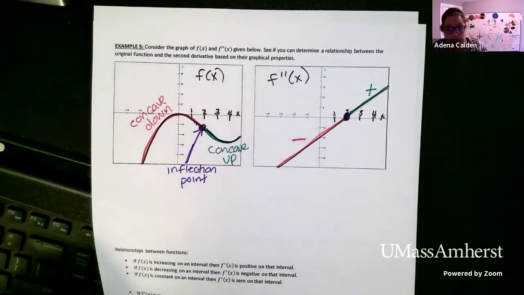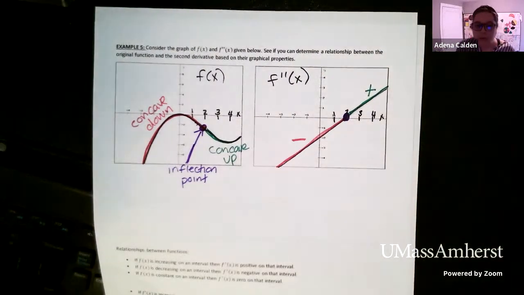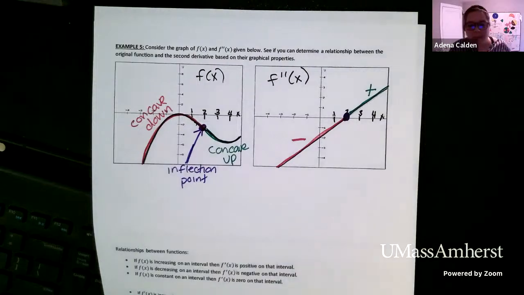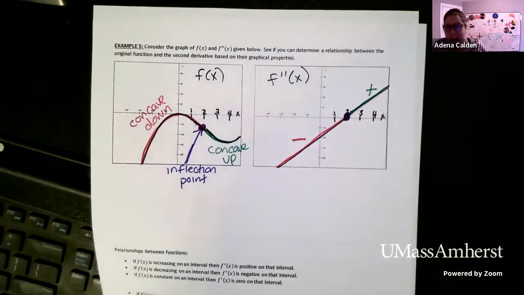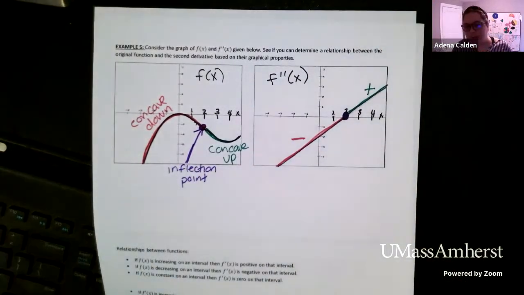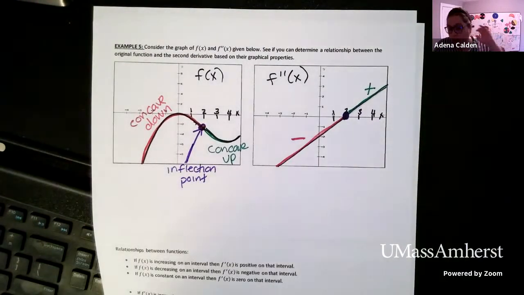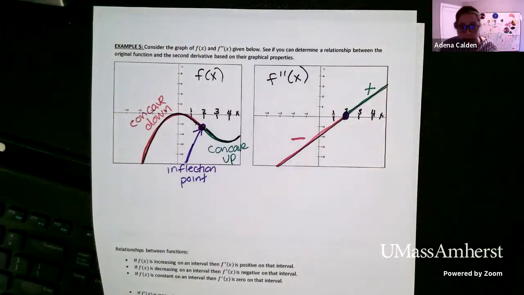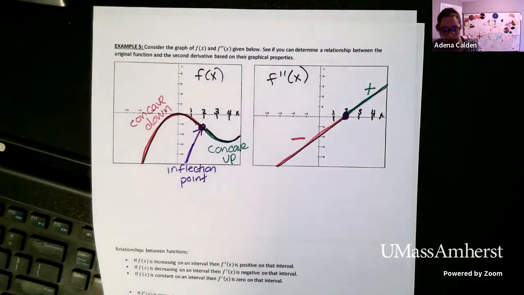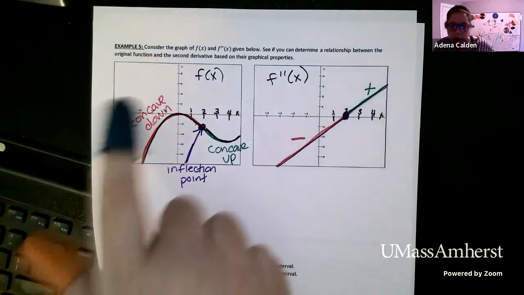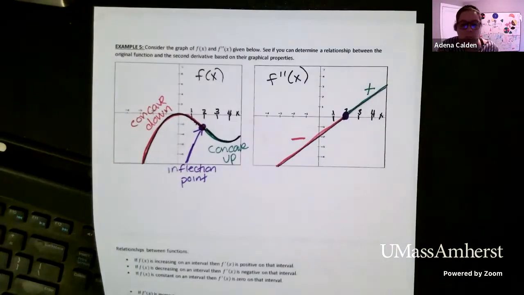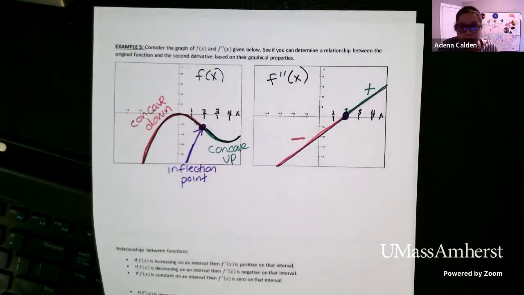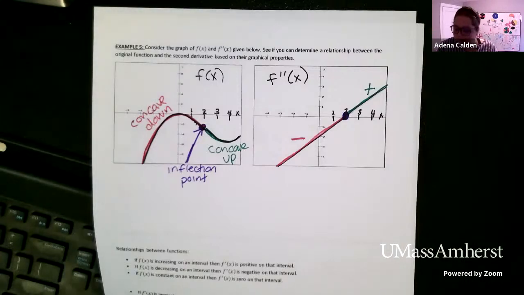And an inflection point is the point where we change concavity. Okay, so it turns out that there's a relationship between the concavity of the original function and the sign of the second derivative. Okay, so all of our relationships are based upon things like increasing, decreasing, positive, negative, concave up, concave down. And what our job is going to be is to try to keep straight which relationships tell us which things, which is sort of the tricky part.